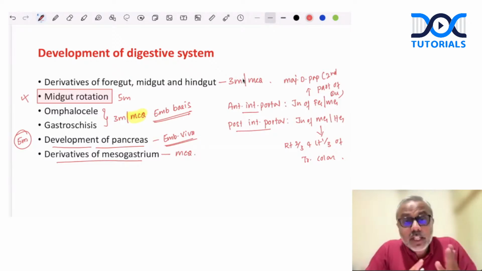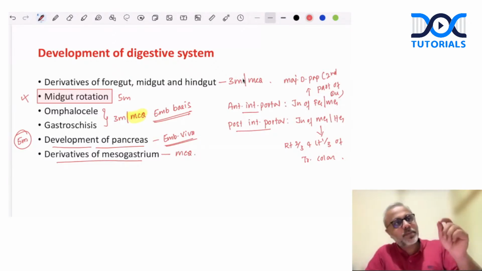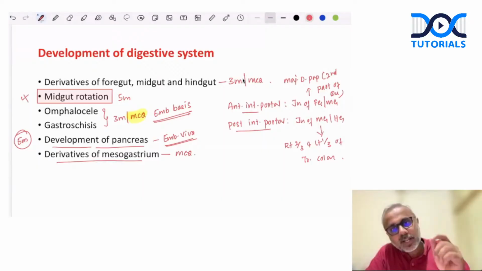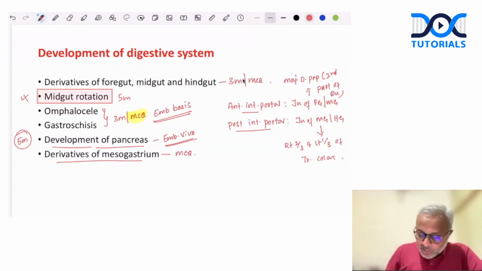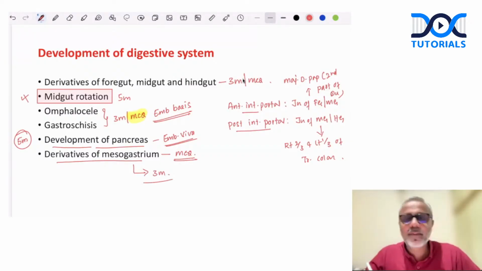Then in your gross anatomy spotter, sometimes they'll mark the falciform ligament or the lesser omentum or the greater omentum or even the gastrosplenic ligament, and they'll ask you, what is the embryological development? What is the embryological source? For that, we must know what are the derivatives of the mesogastrium. So this could be an MCQ question, or this could be an important 3-marker question. Are we clear? So this is regarding the important topics we should know from the digestive system. Right.